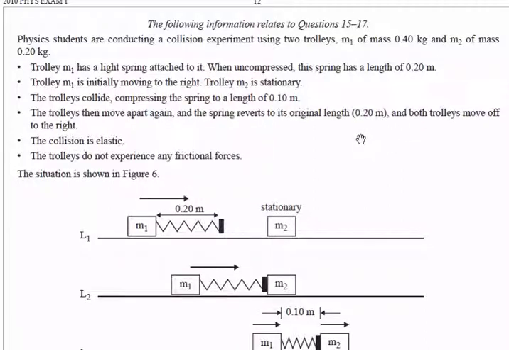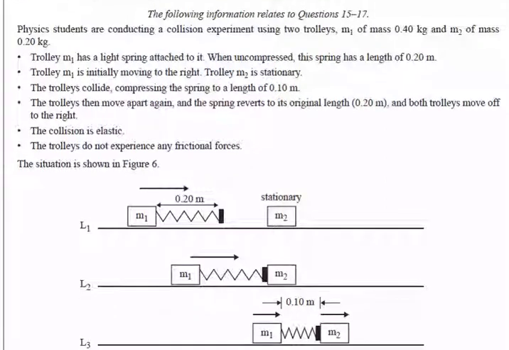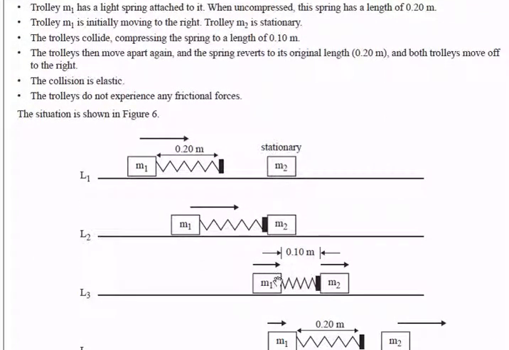Right, in this question, there's a collision between two trolleys, one's 0.4 kg, one's 0.2. Initially this one is moving, with a spring attached to it, which is uncompressed. This one is stationary to start with. They collide, and during that collision the spring gets compressed. Then they move apart again and keep moving, and the collision is elastic.